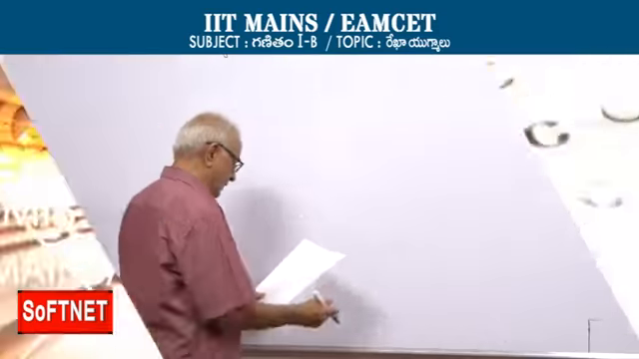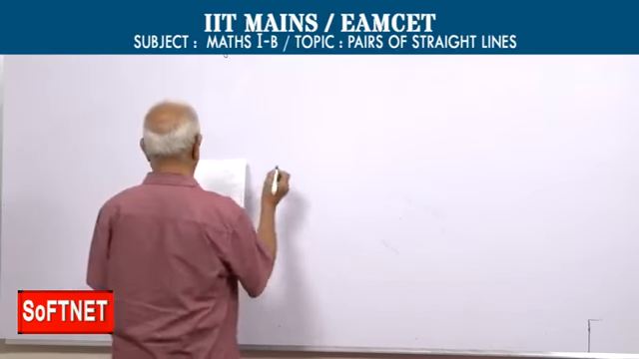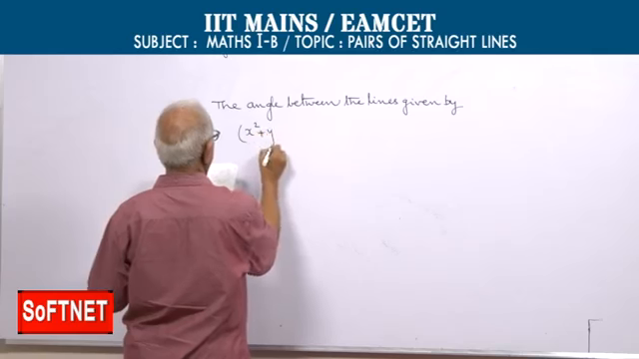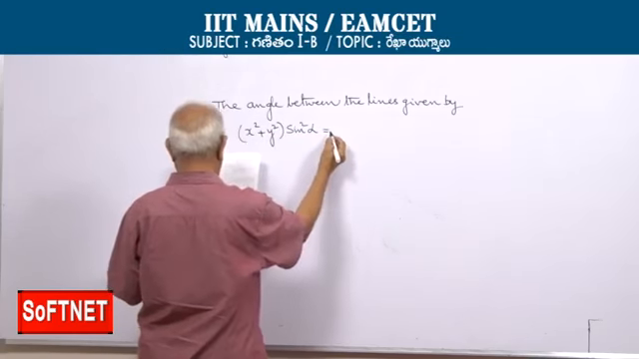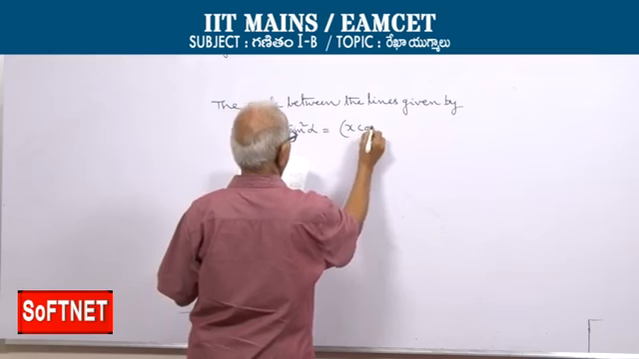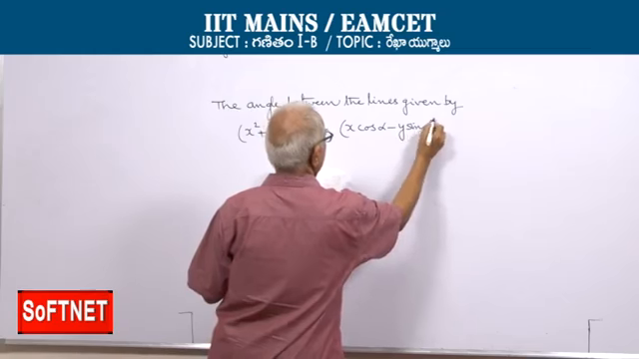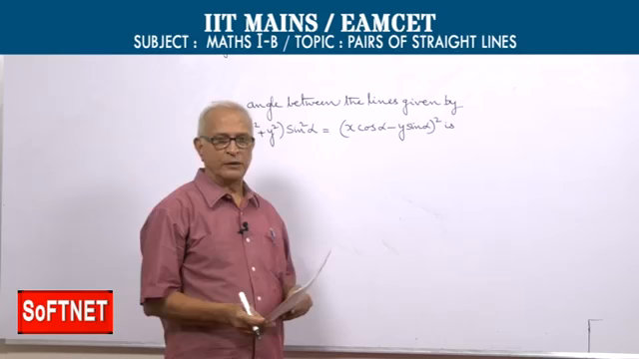This year's, last year's AP MSET question: the angle between the straight lines represented by (x² + y²) sin² alpha = (x cos alpha − y sin alpha) whole square is. This is the 2015 MSET paper of Andhra Pradesh.